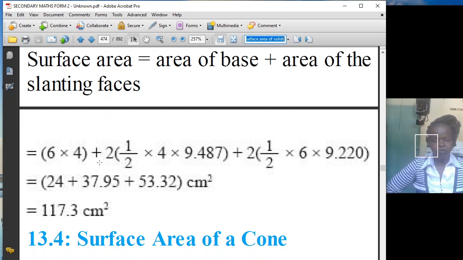6 times 4 for the base, plus 2 into a half times 4 times 9.487, plus 2 into a half times 6 times that for the triangular face with a base of 6, with a base of 4. There are two of them, times 2. And this times 2. Add up to 117.3. And you're done. You're good to go. You smile.